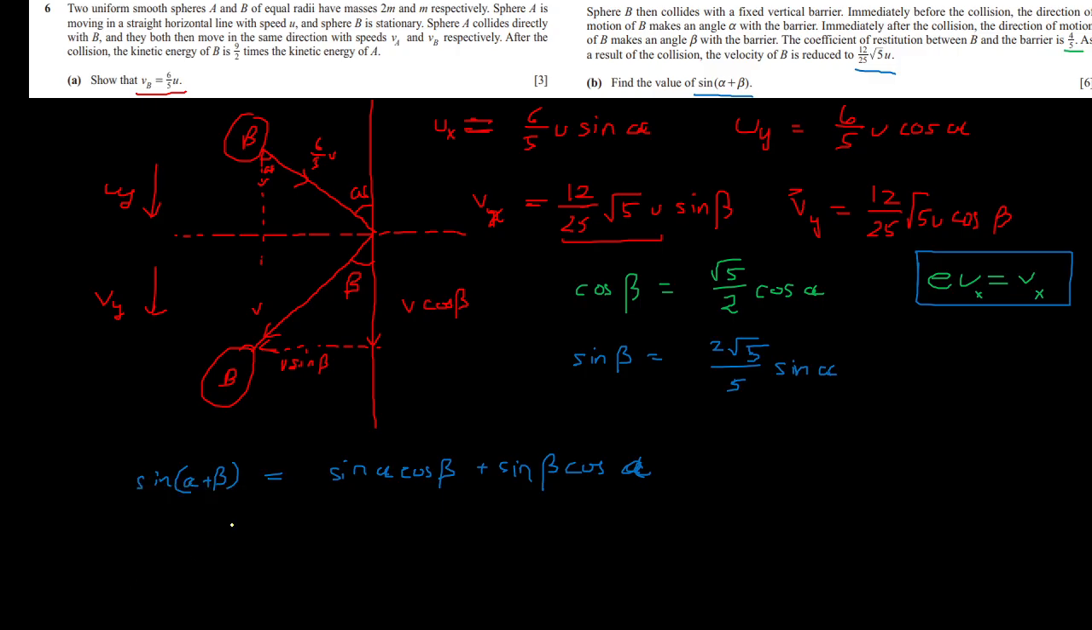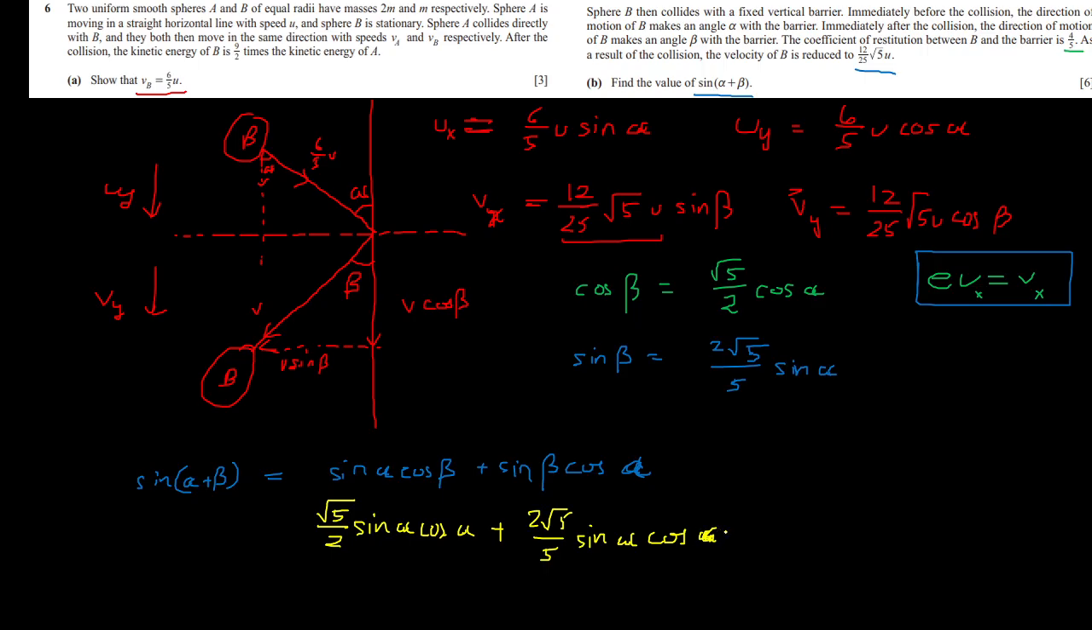Okay, let's use a different color, maybe yellow. So sine alpha remains the same. Cos beta is going to be root 5 by 2, so it's root 5 by 2 sine alpha times cos alpha, plus now sine beta. Sine beta is 2 root 5 by 5 sine alpha. This is what sine beta is, and cos alpha remains the same. Sorry, this has to be cos beta and cos beta.